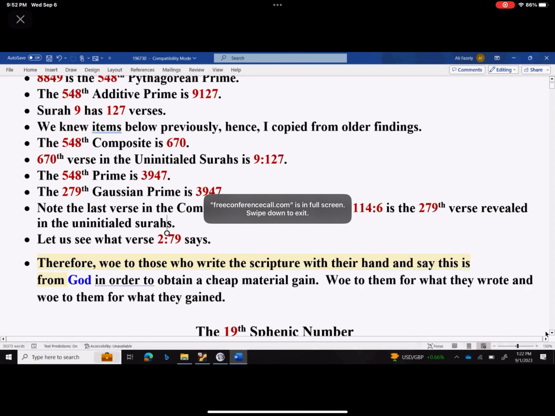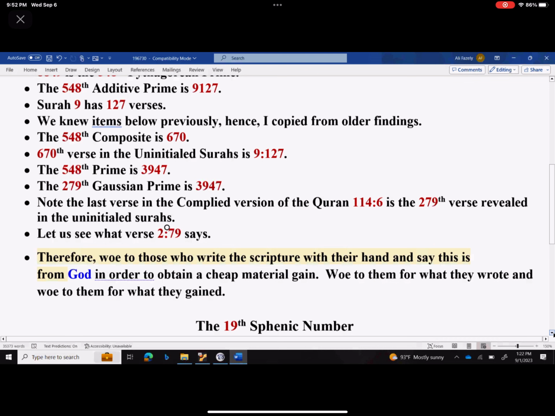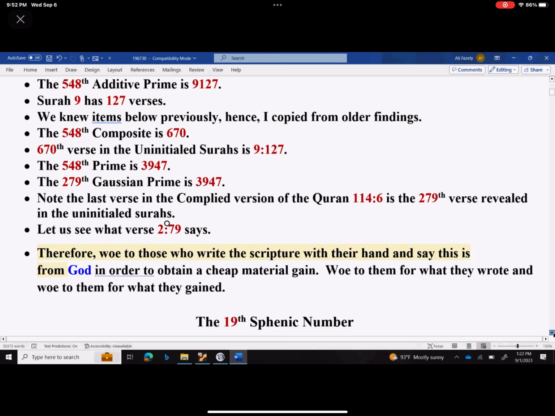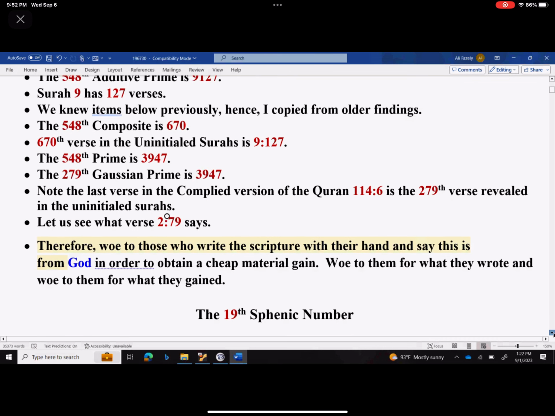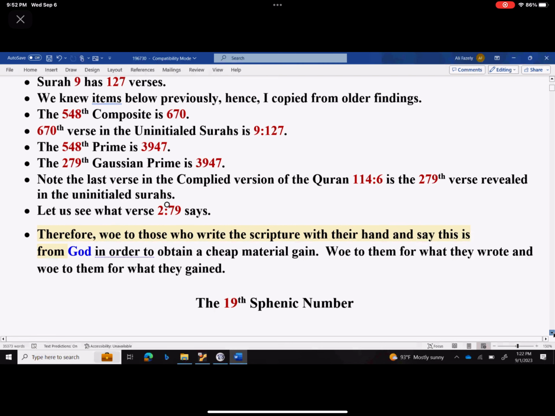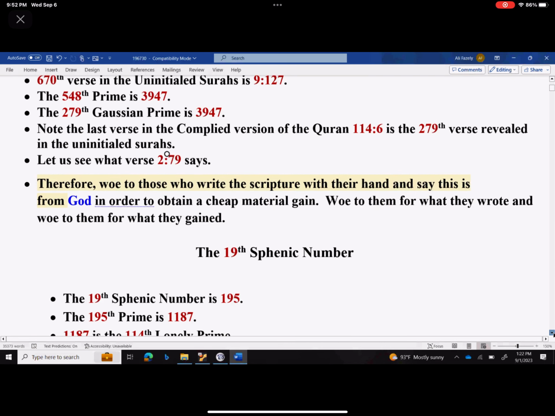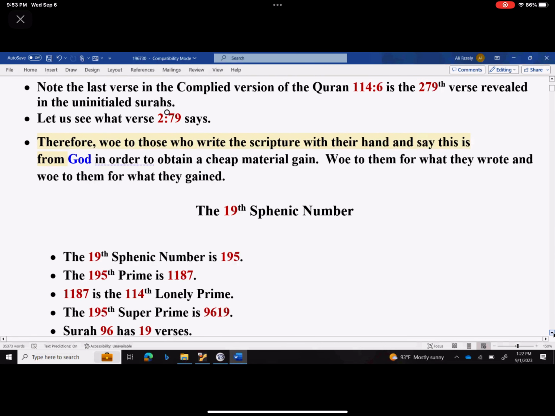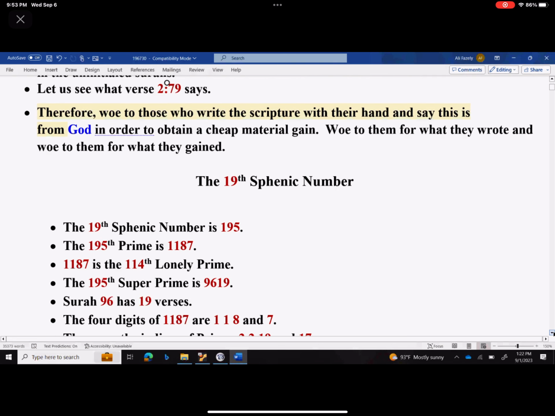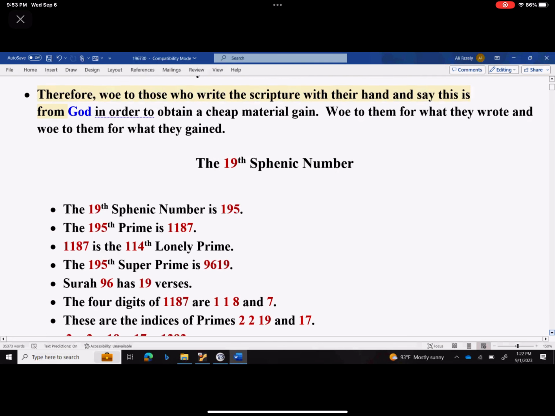Very good. So let's go on and we'll praise and glorify God more through these numbers that God has given us information. So we go back to our Sphenic numbers, the 19th one. The 19th Sphenic number is 195.